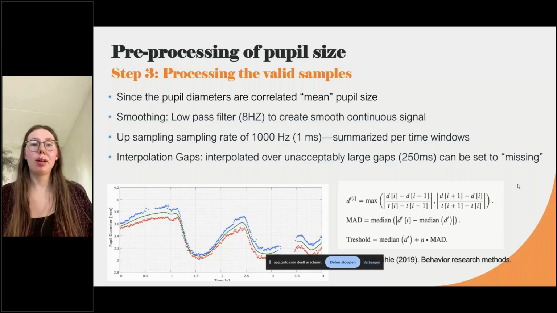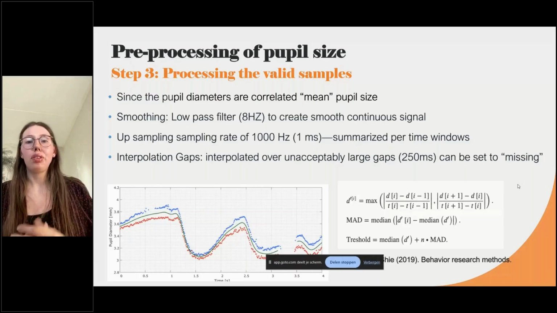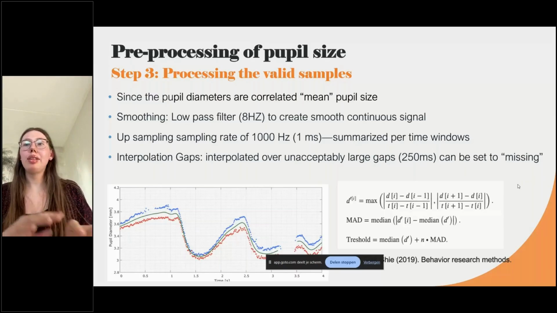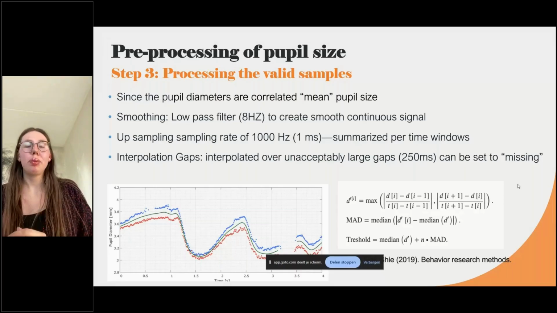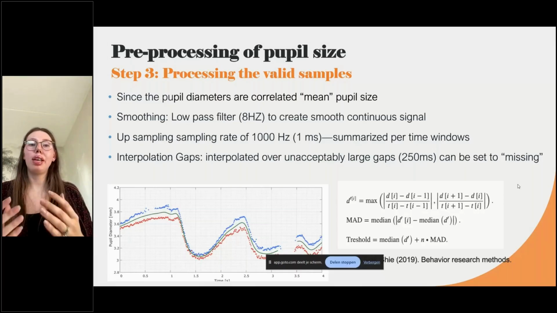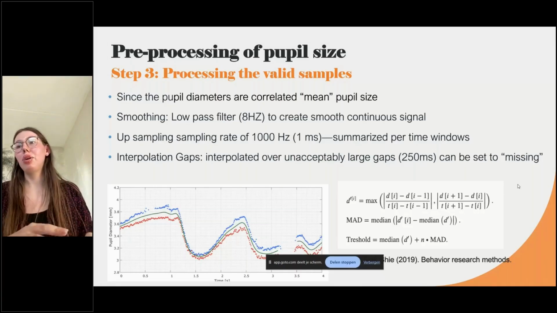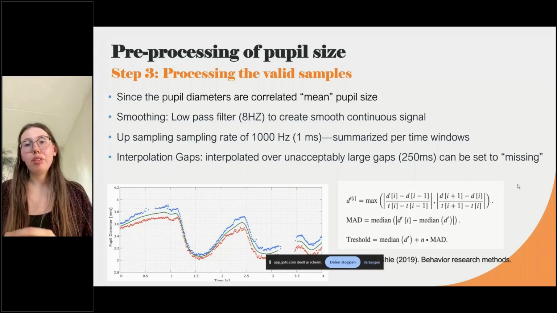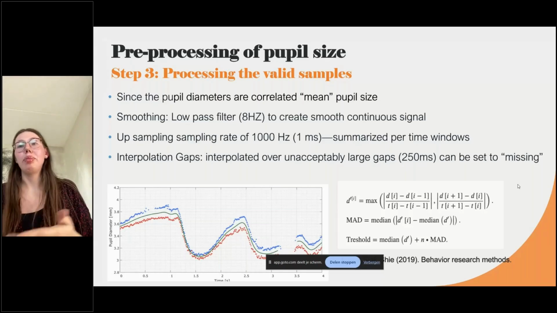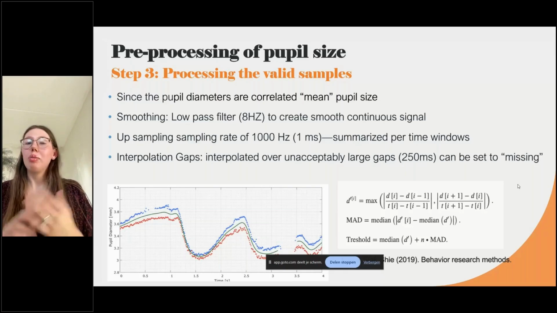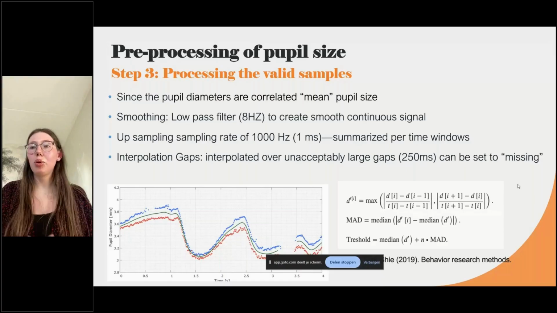It will also upsample the sampling rate to 1000 Hertz. And it can also do interpolation. So small gaps, it can interpolate this mean pupil size through, but large gaps will be set to missing. What is a large gap? It's naturally set to 250 milliseconds, but you can make that smaller or bigger depending on your preferences. But all the default settings in the PhysioData Toolbox are based on the pre-processing guidelines.